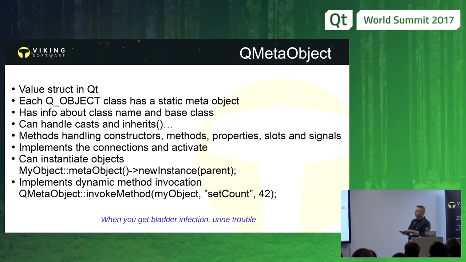So there are a couple of examples here. My object, get the meta object, new instance, parent. This is how you can create an object. You don't have to call new button. You can say button class, give me your meta object, instantiate this one. So why write a factory method when we have one?